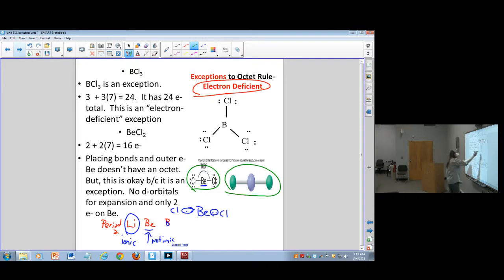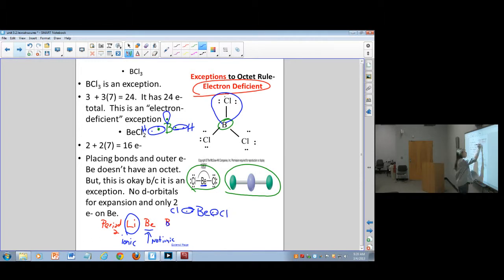Now, boron. Okay, boron is another exception. That's still in period 2. Let's draw its Lewis dot structure for just the boron. Notice that, again, it doesn't have enough electrons to make 4 bonds. It can only form a bond with these overlapping, for example, hydrogens. We could put hydrogen in here. We could put chlorine in here like this one is.